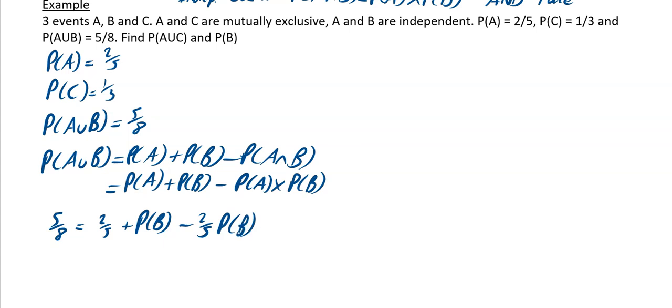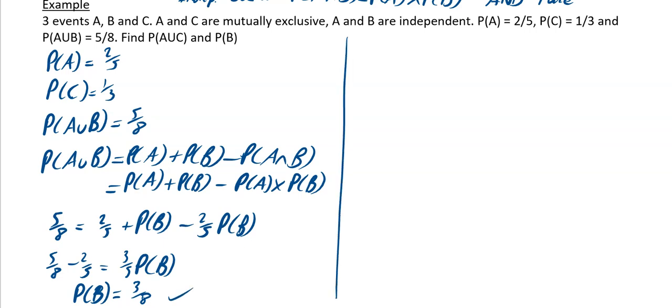Now tidy all of this up. You're going to have 5/8 minus 2/5 is going to be equal to probability of B minus 2/5 of the probability of B. You will have 3/5 times the probability of B. And again, we can tidy all of that up with a wee bit of working out, which is going to give you that your probability of B is going to be equal to 3/8. So we've calculated the first bit. We found our probability of B.